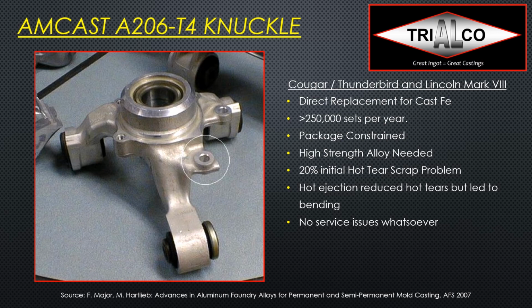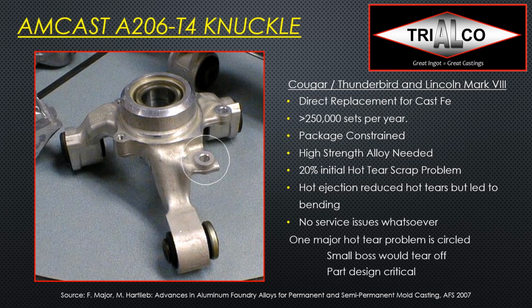as cast iron. High volume production, you can see it's package constrained, and we had 20% initial hot tear scrap in there, and you can see in the circle in that one boss. So one trick was hot ejection that was used to minimize the hot tears, but that led to some bending, and actually in service there were never any issues. So the small boss would sometimes tear off, but that just shows that part design is really critical.